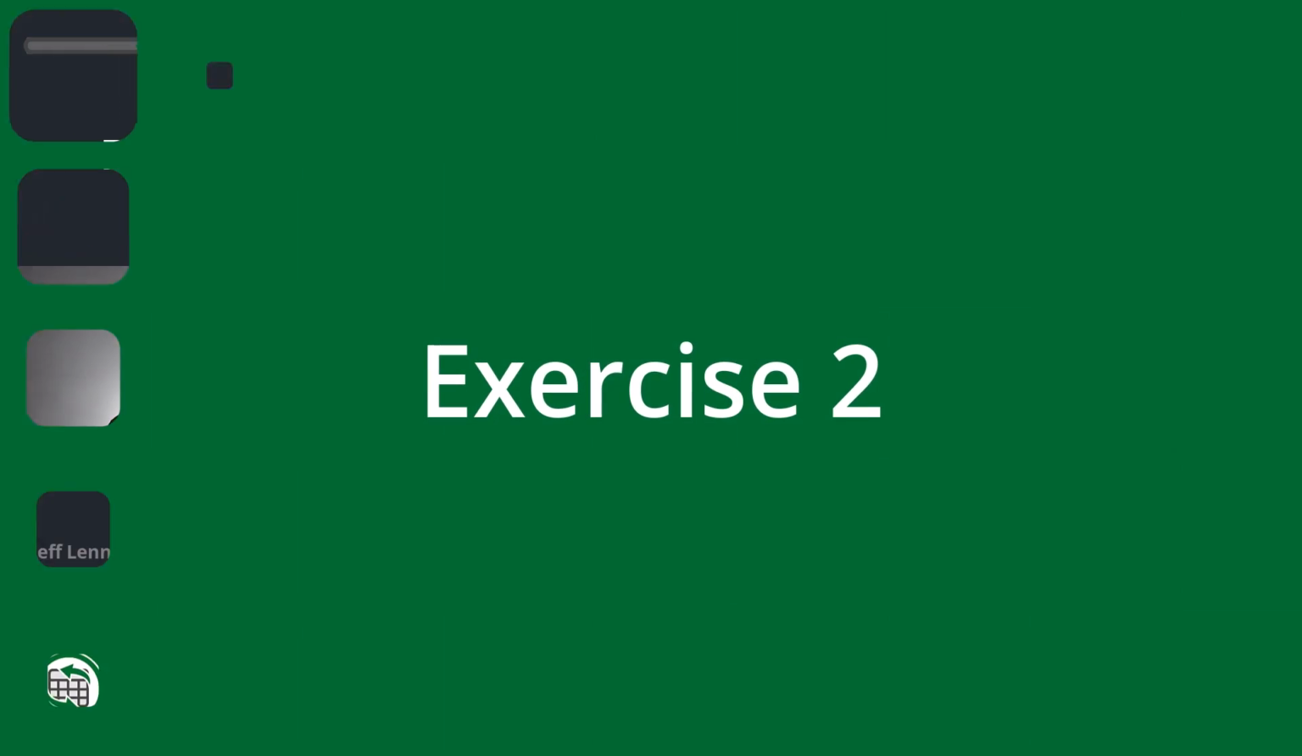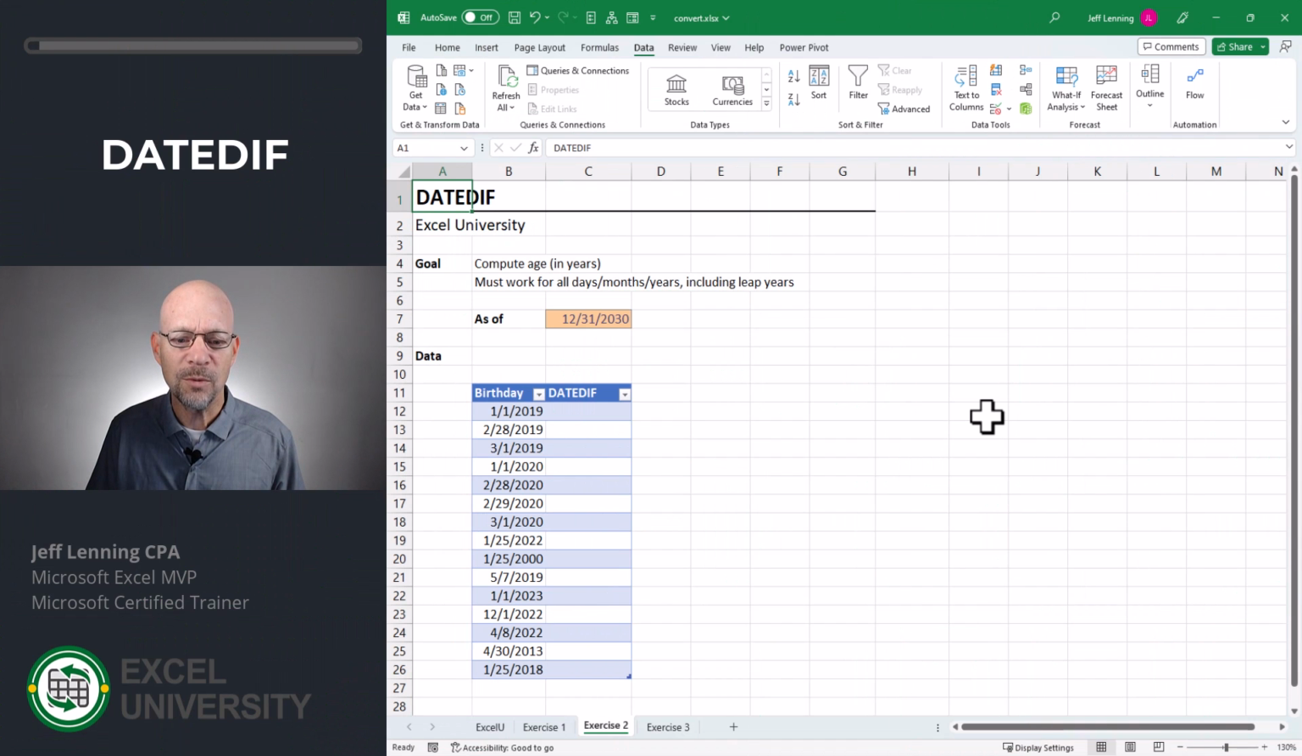Exercise 2. In this exercise, we're going to look at another option. We're going to use the DATEDIF function. Now, the DATEDIF function is actually deprecated, so it's not documented in Excel. It doesn't pop up in the autocomplete, and that's because of some differences in the way it computes the difference in months. But in this case, we're computing the difference in years, so it's going to be pretty reliable.